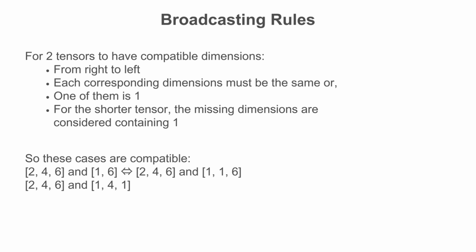Examples of compatible tensors. 2 by 4 by 6 and 1 by 6, interpreted as 2 by 4 by 6 and 1 by 1 by 6. 2 by 4 by 6 and 1 by 4 by 1. These can be broadcasted successfully.